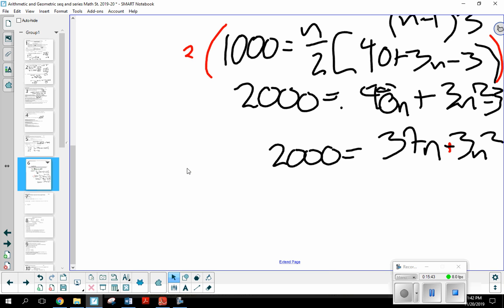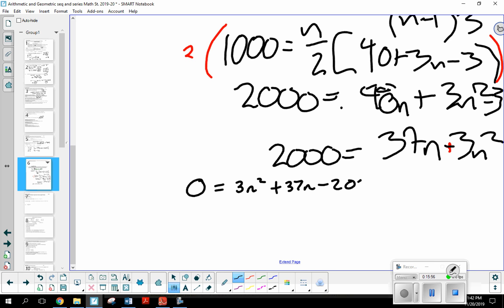Now I'm going to rearrange the terms here. I like to have everything on one side. So I'm going to say 0 equals 3n squared plus 37n, and then minus 2,000 because I subtracted it over. Okay, so how many people were able to work it down to this quadratic? Okay, that's good.